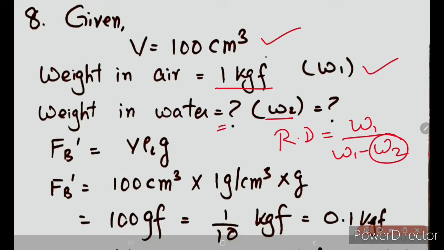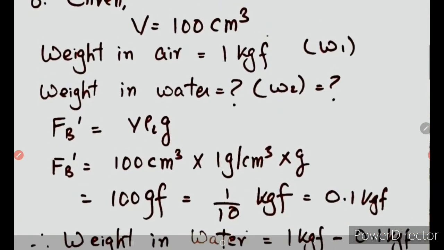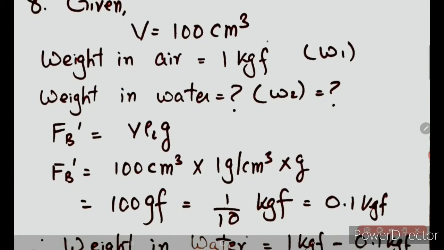So using the formula for the upthrust, which is V rho L g, again V is 100 centimeter cube, rho L should be the density of the liquid, which in this case is water, and g is the acceleration due to gravity. Now we multiply and want to get the answer in gram force, then the upthrust will be equal to 100 gram force, right. If I want to convert into kgf, it will be 1 upon 10 kgf or 0.1 kgf. So I hope you have understood till here.